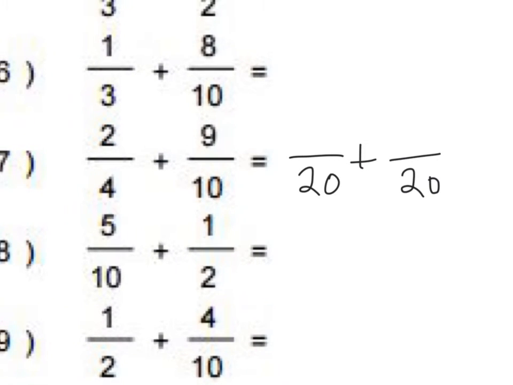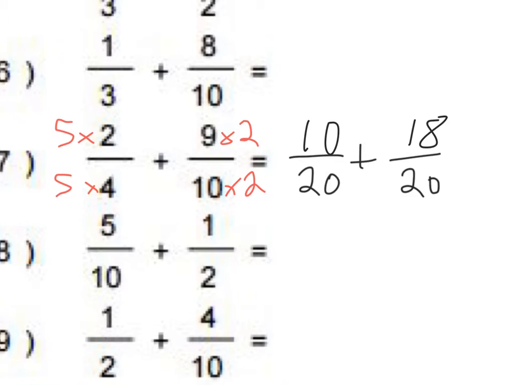Now 4 times what is 20? 5. So we have times 5 on the bottom. What do we need to do on the top? Times 5. What's 5 times 2? 10. Now, 10 times what is 20? 2. So what do we need to do on the top? Times 2, because whatever we do on the bottom, we do on the top. What's 9 times 2? 18.